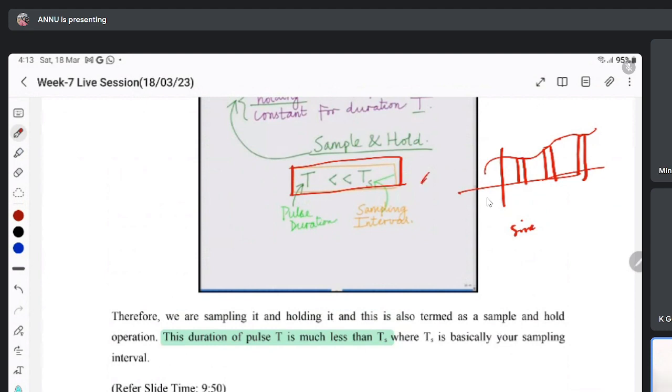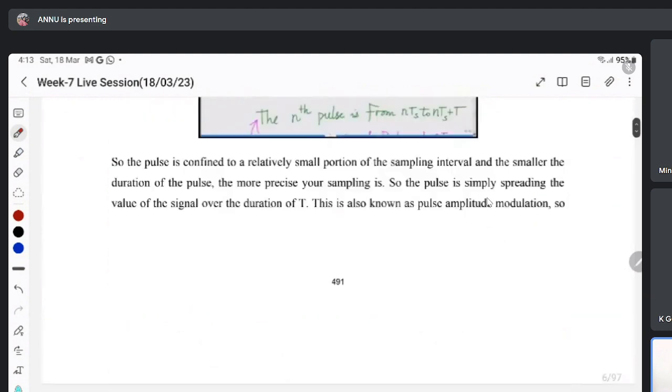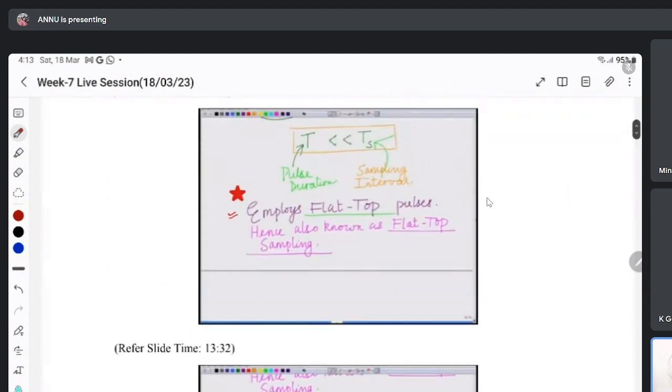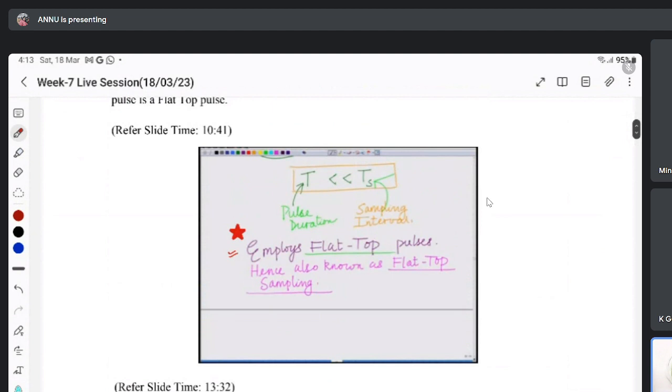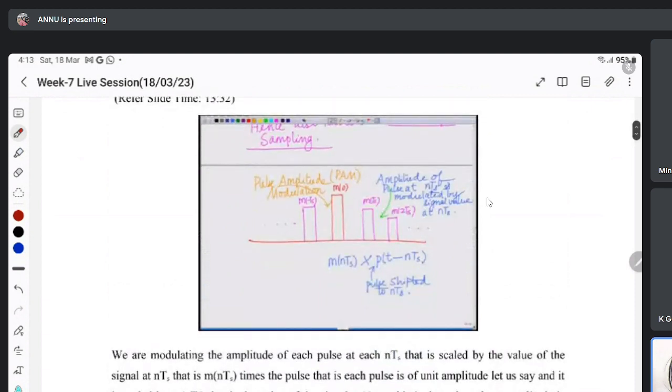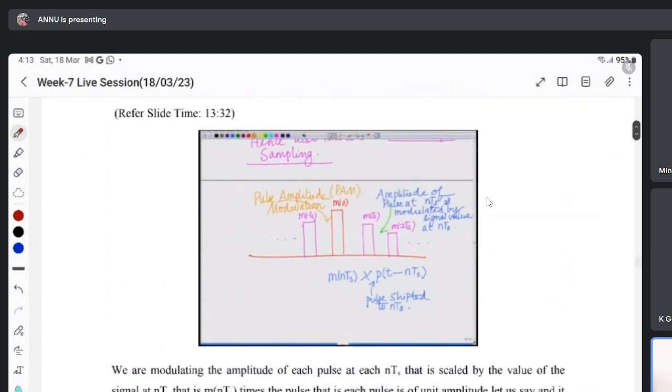So this should happen. I think sir has solved this flat top pulse, hence known as flat top sampling. So after flat top sampling we will get a pulse amplitude modulation. The difference is, whenever the modulation term comes, we don't require the modulation to be at the baseband frequency.